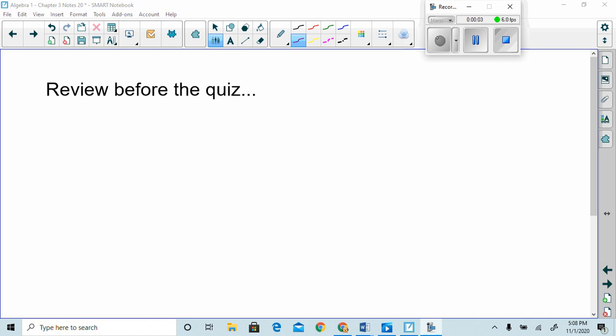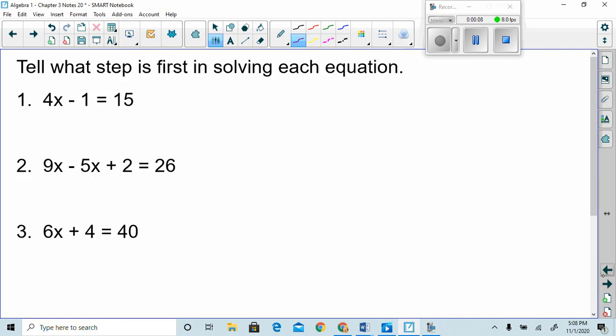We do have a quiz today, but before we take that quiz, I'd like to do a short review. The first thing I wanted to do is to tell you that it is a Canvas quiz, so you need to read your directions carefully. One part of the assessment is asking you to identify the first step in solving each equation. So what's the first thing you need to do in the transformation? Looking at my first problem, 4x minus 1 equals 15, I need to add 1 to both sides.